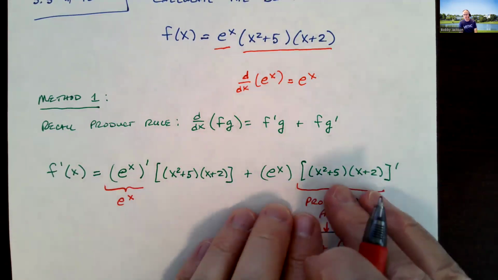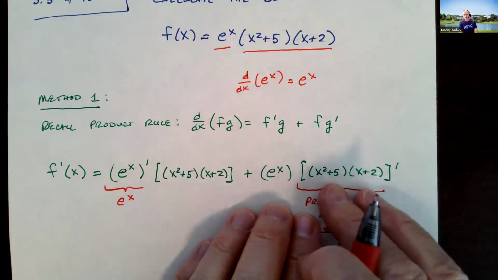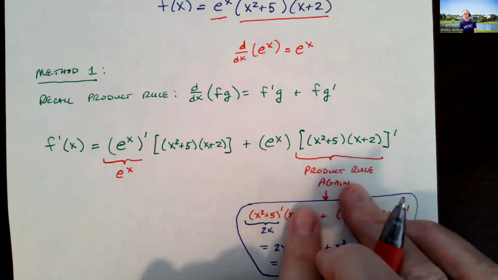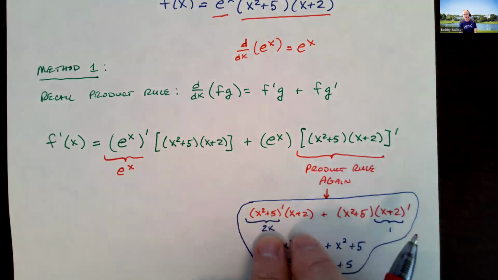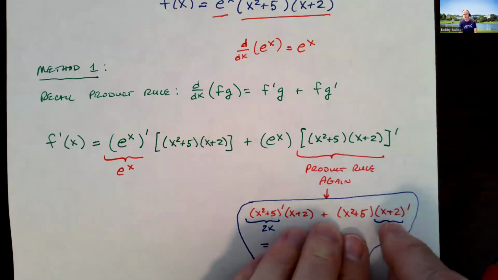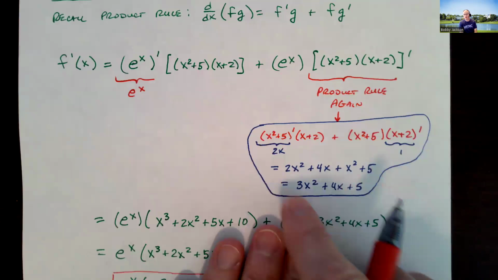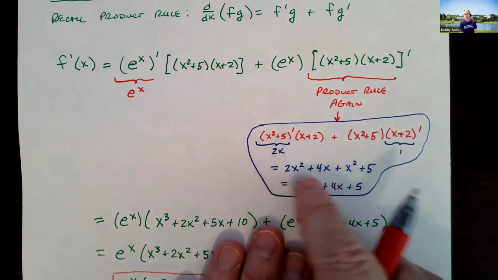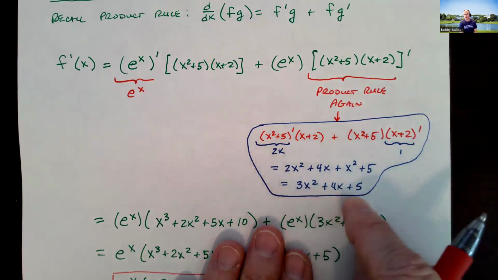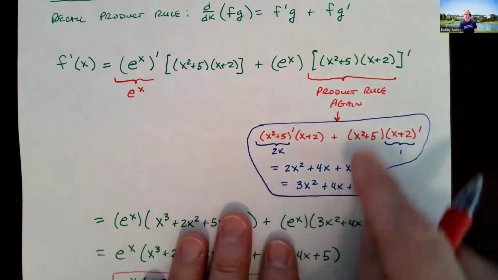Now, when we take the derivative of this second part here, notice I've got a product again, x squared plus 5 times x plus 2. So I could use the product rule on that. I take the derivative of x squared plus 5, which is 2x, times the x plus 2, plus the x squared plus 5, times the derivative of x plus 2, which is just 1. And so cleaning that up, distributing the 2x through the x plus 2, and adding the x squared plus 5, combining like terms gives me that as my derivative of that.